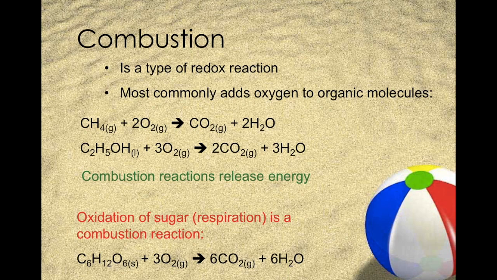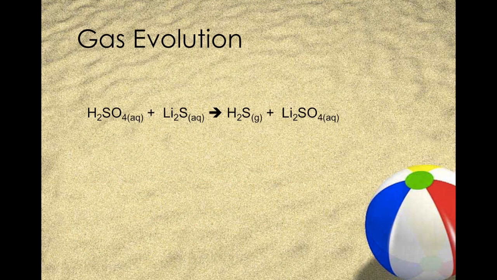I should also mention that oxidation of sugar, or respiration, is a combustion reaction. So if you look at the combustion of sugar here, we've got glucose plus oxygen producing carbon dioxide and water. So this releases a lot of energy, but our cells are very clever and are able to harness this energy. So instead of producing a lot of heat, which would kill the cells, they instead turn this into other forms of chemical energy that the cell can use to do what it needs to do.